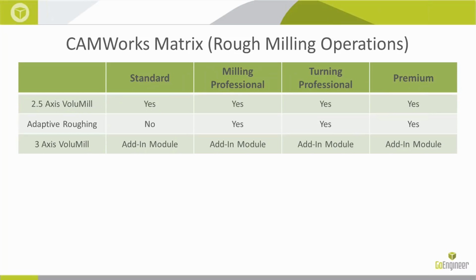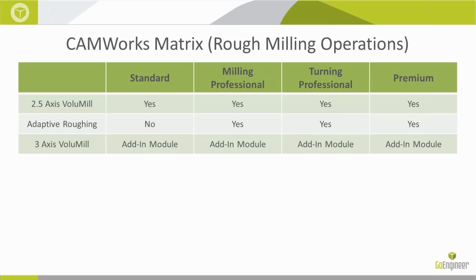Under the CAMWorks matrix, we have different bundled packages, anything from CAMWorks Standard to the CAMWorks Premium package. 2.5-axis VoluMill is included with all packages. So it's one of those things you don't have to worry about. It's already included. And if you're doing prismatic shapes, straight walled pockets, maybe bosses, or constant angled, like tapered faces and things like that, 2.5-axis VoluMill does a fantastic job.